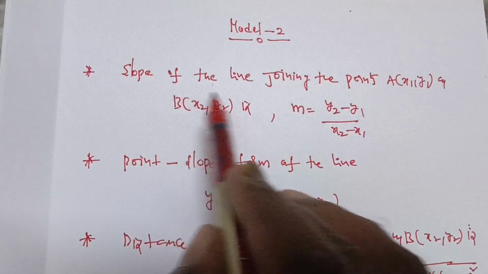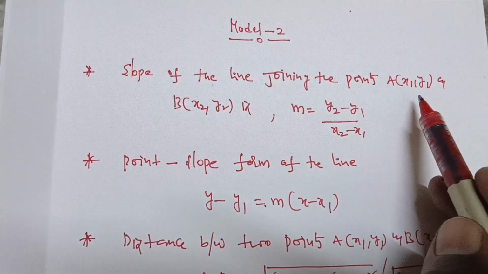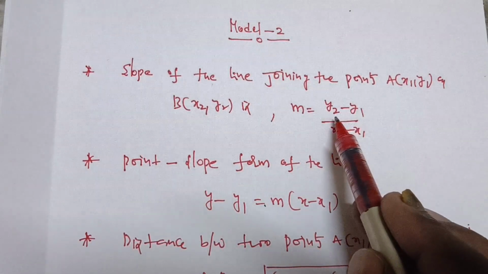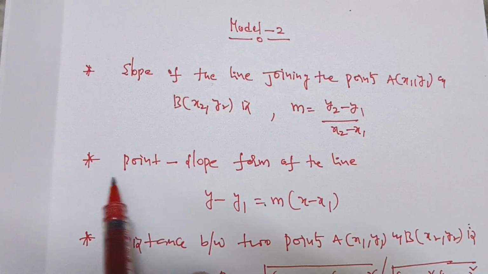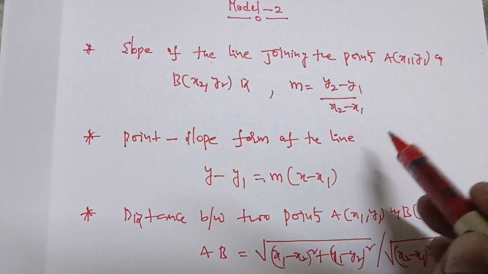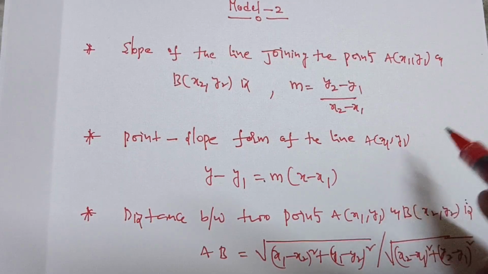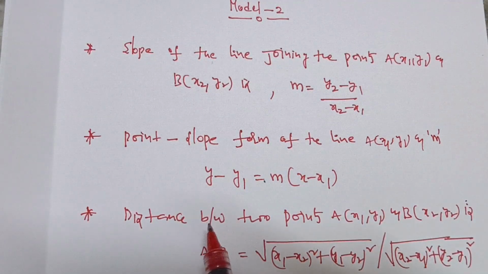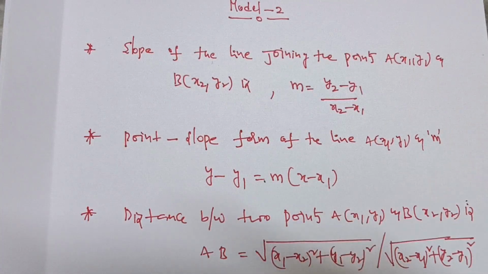The first formula is the slope of the line joining the points A(x1, y1) and B(x2, y2). It is denoted by m, so m equals (y2 minus y1) by (x2 minus x1). The second formula is the point slope form of the line. Suppose the point is A(x1, y1) and the slope of the line m is given. Then the line equation is y minus y1 equals m into (x minus x1).